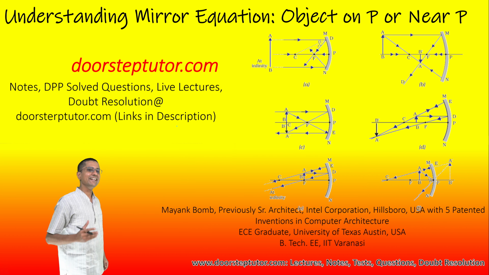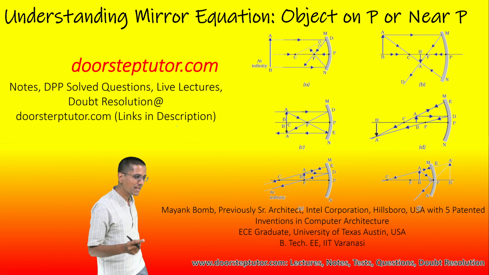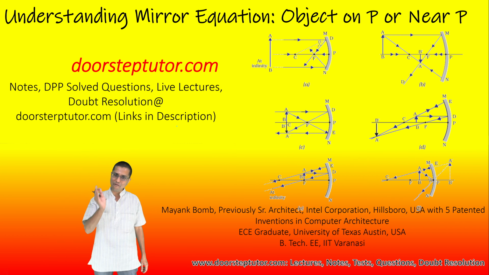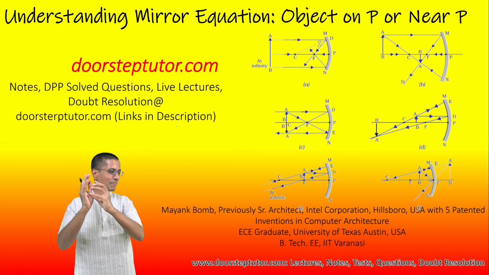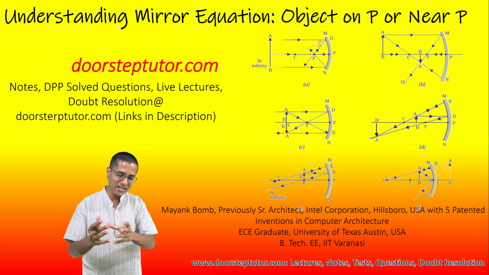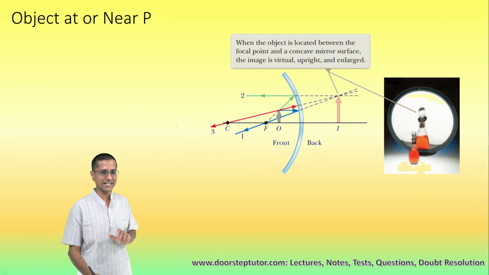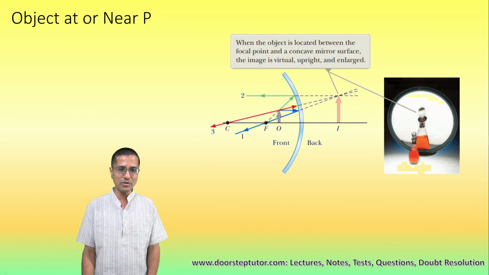Now we have been studying the images formed by the concave mirror as we move the object closer and closer to the mirror, and we have studied all the cases. Next, this is the last case in that series, where we put the object very near to the mirror itself, very near to the pole. So the object is right here.